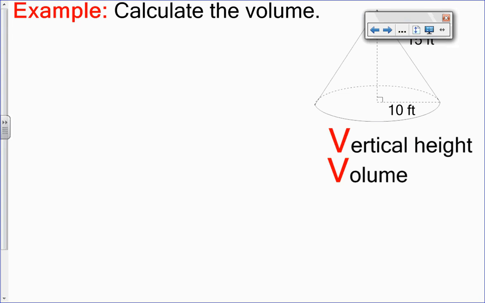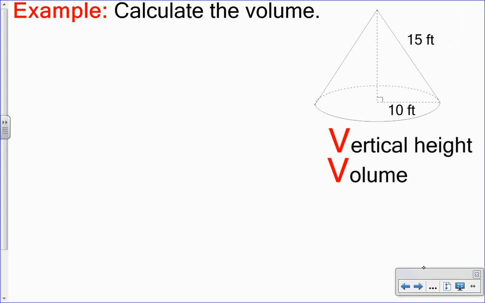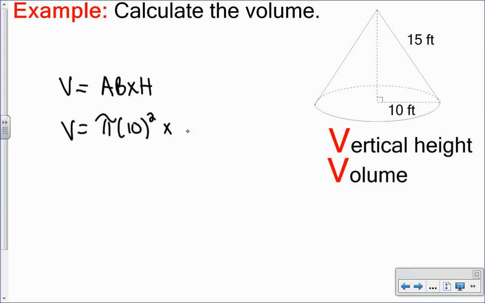So let's try another example. In this one here, I want to calculate the volume of the cone. The volume is area of the base, multiplied by the height. So area of the base is pi r squared. Now in the last example, we had the diameter. We had to find the radius. In this example, we're given the radius. So pi times r squared multiplied by, I don't have the height. So vertical height for volume.